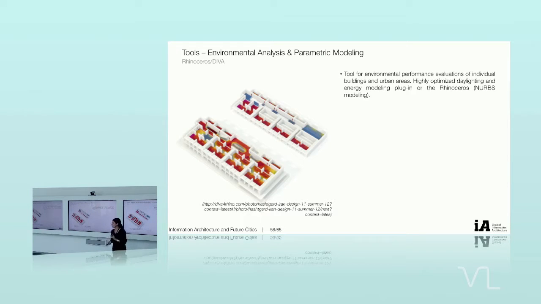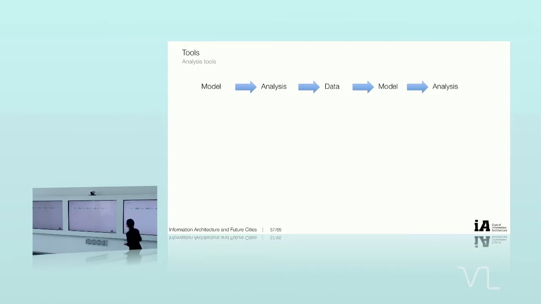Also, into more parametric design, we have DIVA for Rhinoceros. I don't know if you've heard of this one. This is an analysis more for solar rights, so everything that has to do with the energy performance inside buildings and also the solar rights that arrive to a building. Have you heard of it before? Okay.